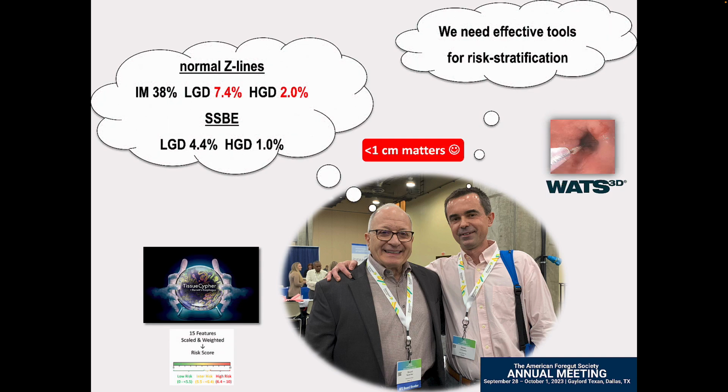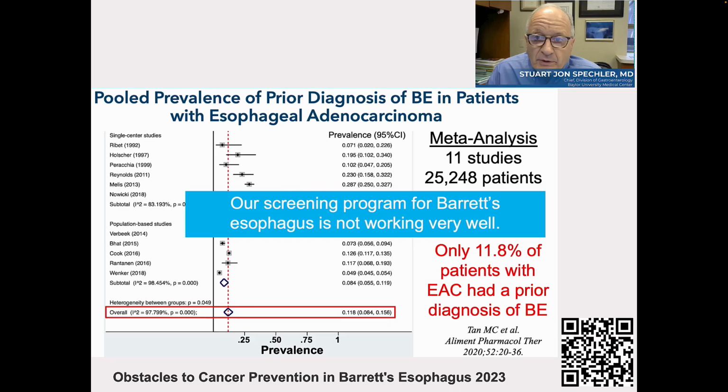Stu is a great guy, and we were talking about his fantastic lecture in Dallas on normal Z-lines and this 1 cm zone and how this matters. We don't have time for this, but for those of you who were not present at the EFS Meeting, I recommend watching his lecture. The conclusion is that 90% of esophageal adenocarcinomas did not have Barrett's esophagus. So how this process happens is a mystery, but here is a possible explanation.